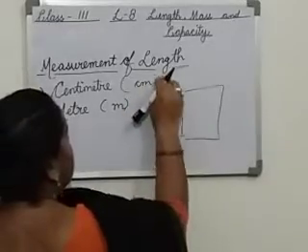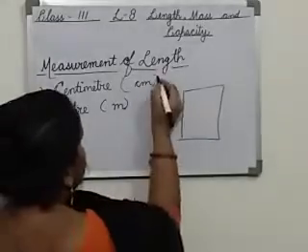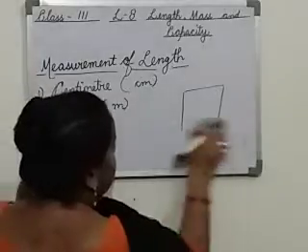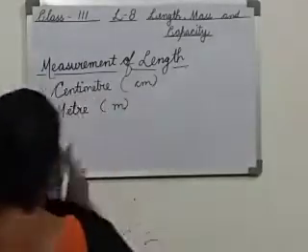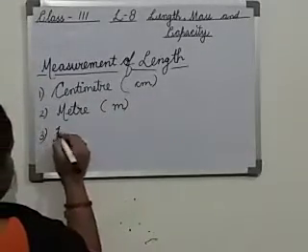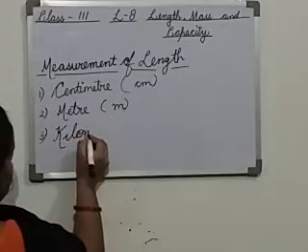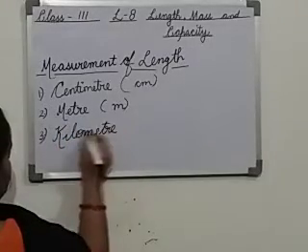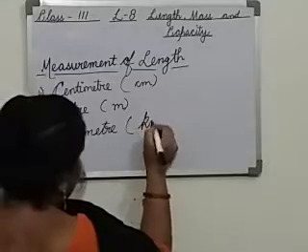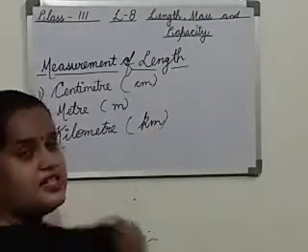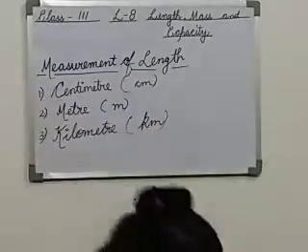So if things are small, we use the unit centimeter. But if things are a little bigger, we use the unit meter. And the third one is kilometer. What is the third one? The third one is kilometer. This unit is used to measure distance.